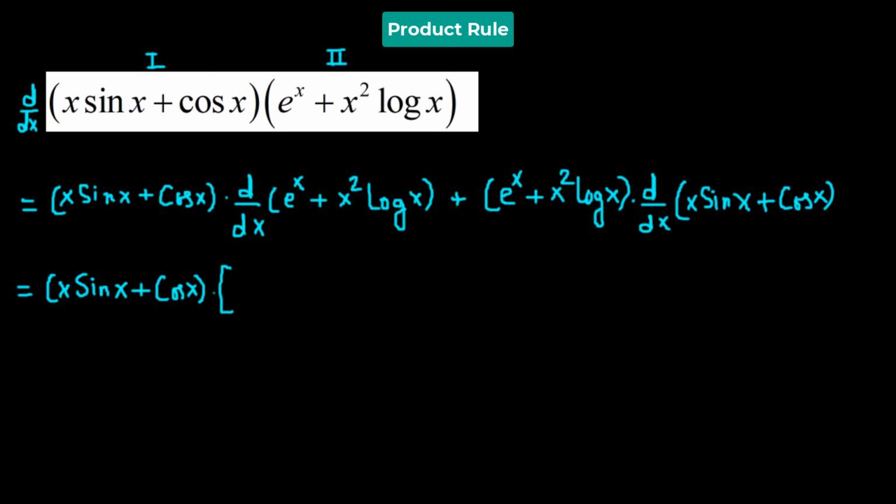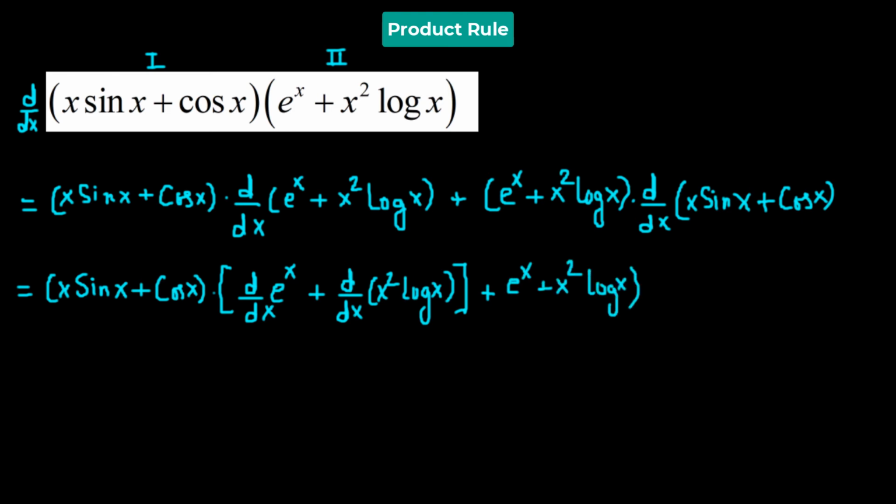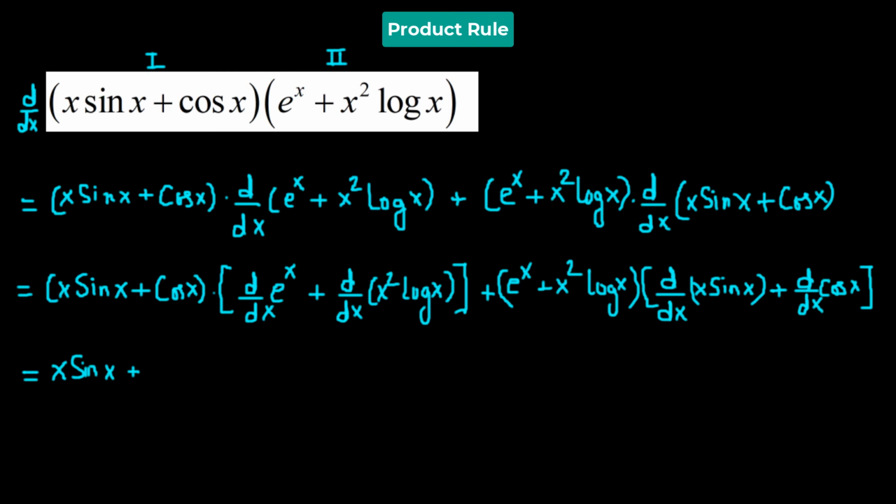So this is going to give us x sine x plus cosine of x multiplied to, now we're going to apply the derivative to the two functions separately. So we have the derivative of the exponential function plus the derivative of x squared log of x, plus e raised to the power of x plus x squared log x multiplied to the derivative of x sine x plus the derivative of cosine of x.